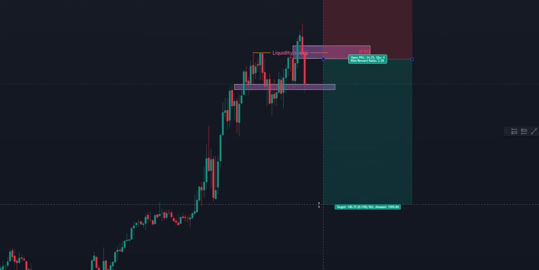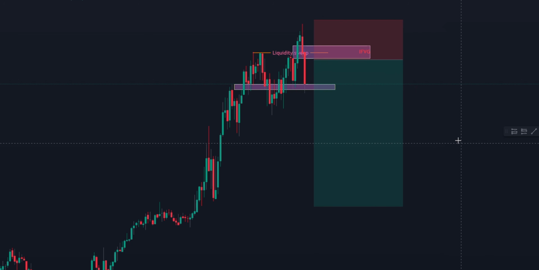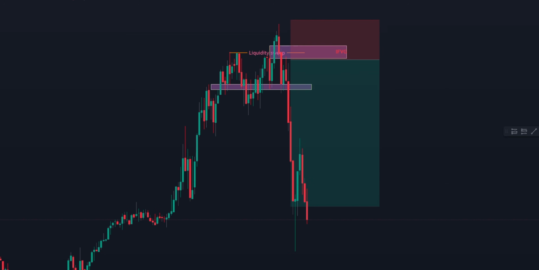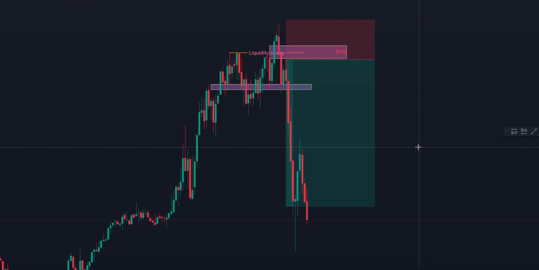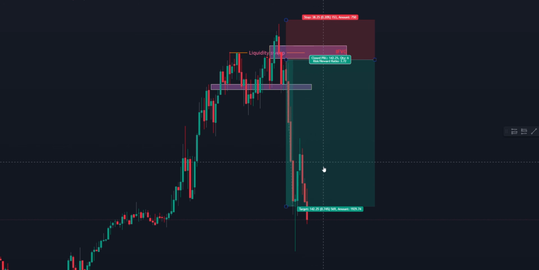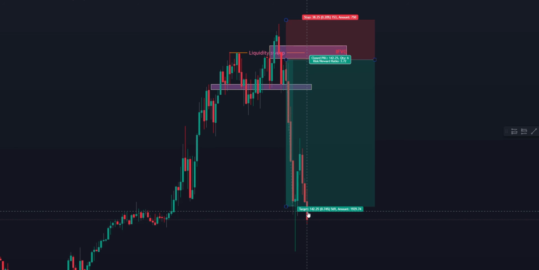Entry on the retest of the fair value gap, stop loss just above the last high, first target at the next liquidity zone below, second target at the next low. Let's run the chart and see what happened. As you can see, price pulls back to the fair value gap, taps the zone perfectly, and then drops to hit both targets. Now let's take a look at another example.